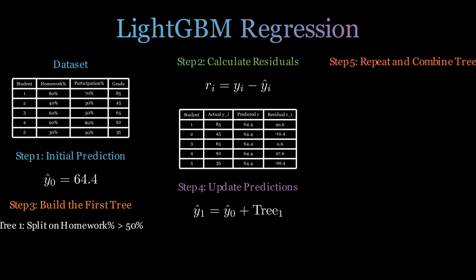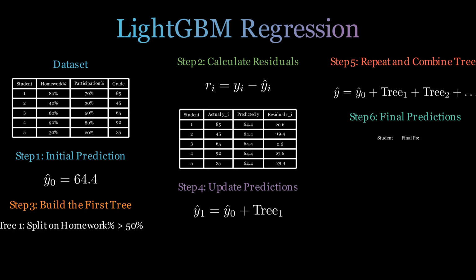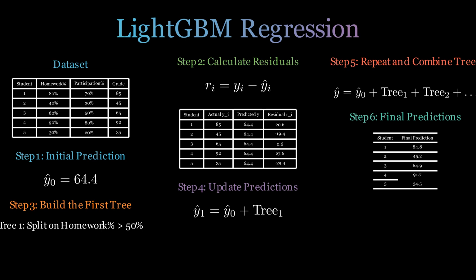We repeat the process, adding more trees to correct the mistakes of the previous trees. The final prediction is the sum of all the trees' outputs. Here are the final predictions. For example, student 1's predicted grade is 84.8, which is very close to the actual grade of 85.